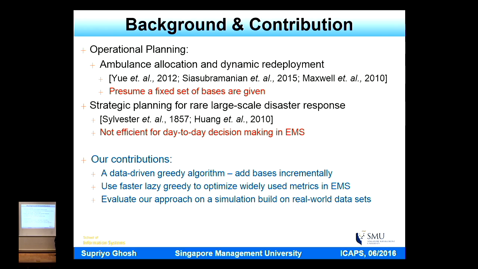To bridge that gap, here is our contribution. We first provide a data-driven greedy algorithm where we add the bases incrementally in each iteration, choosing the one with the highest marginal gain. But the greedy algorithm cannot solve the real-world large-scale problem, so we use an accelerated version of the greedy algorithm called the lazy greedy algorithm to optimize both of the widely used metrics. And finally, we evaluate our solution on a simulation model built on a real-world dataset.